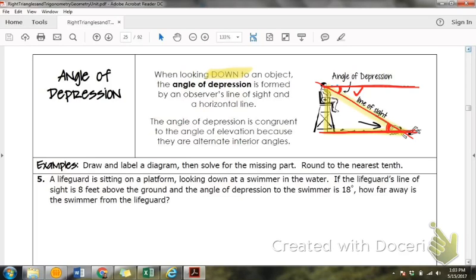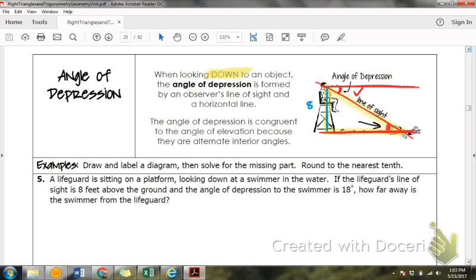His eyesight is 8 feet above the ground. So this right here is going to be 8. He's sitting 8 feet tall above the ground. Okay? He's looking down at the swimmer in the water. The angle of depression is 18.